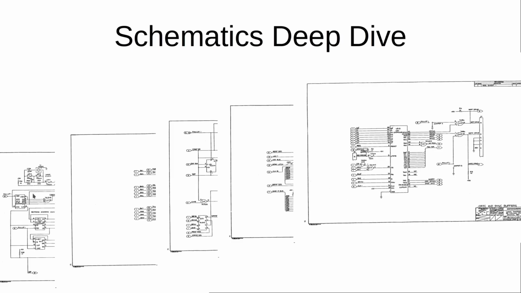So let's look at the schematics in a real deep dive. The schematics are separated again across multiple sheets, and in some ways they are simpler because we have the CRTC. In some ways they are more complex because we have the 40 and the 80 column.